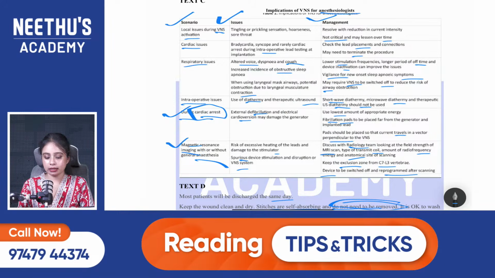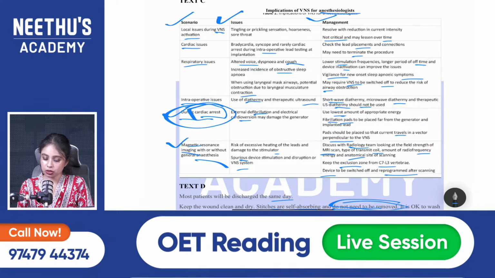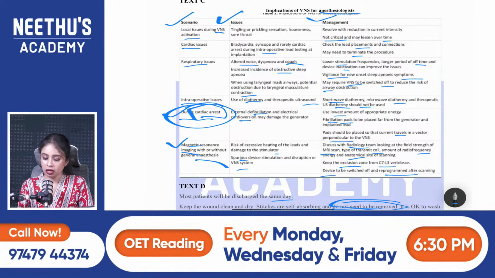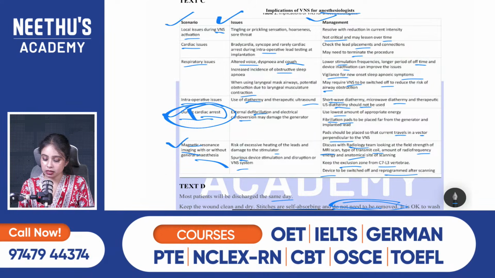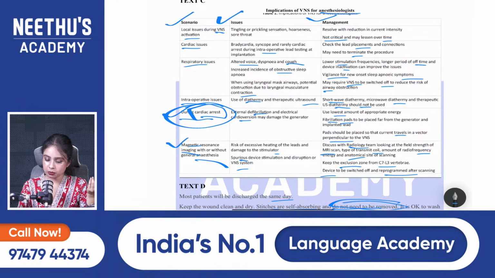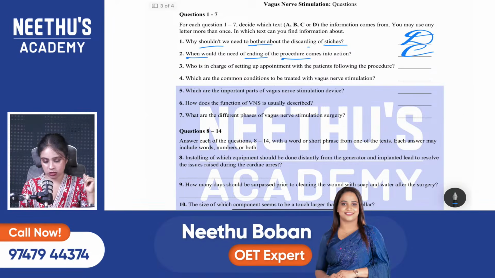Very good. It's cardiac arrest. External defibrillation and electrical cardioversion may damage the device. Use lowest amount of appropriate energy. Pads should be placed so that the current travels in a vector perpendicular to the VNS. That might be the answer. As well as here also, check the lead placement and connections, may need to terminate the procedure. See? Okay, so answer is in C.